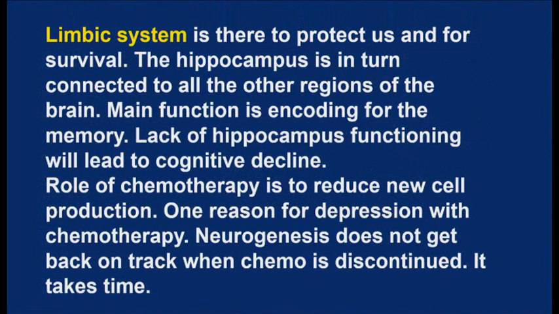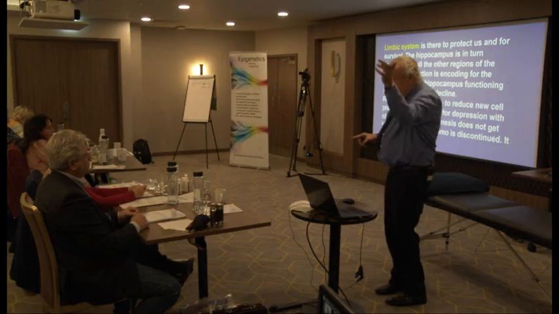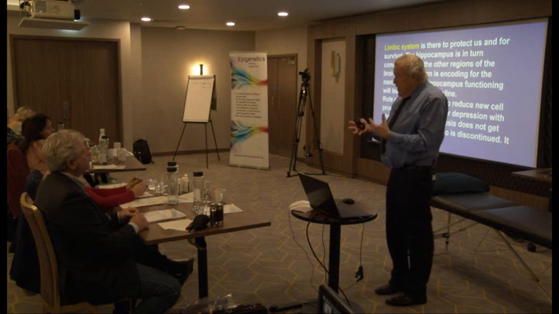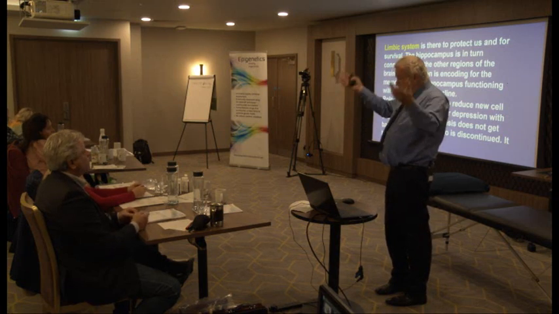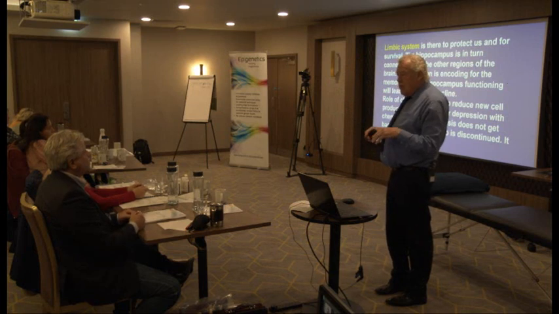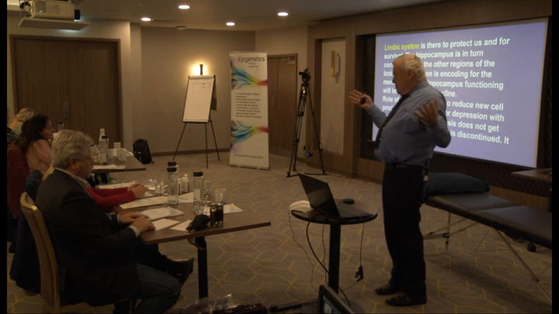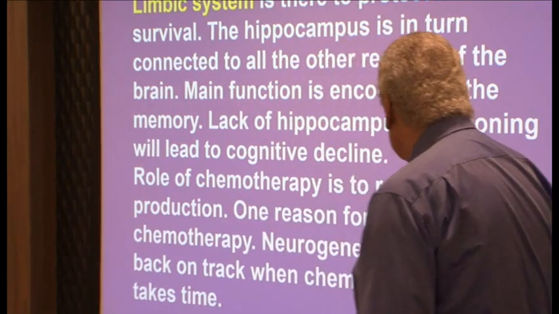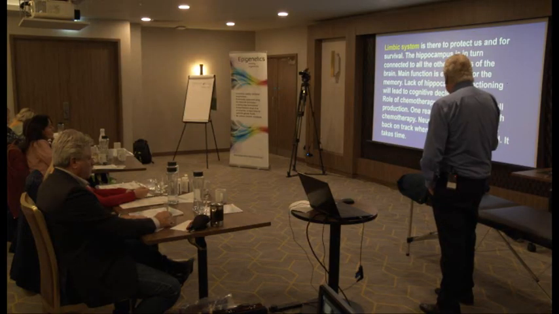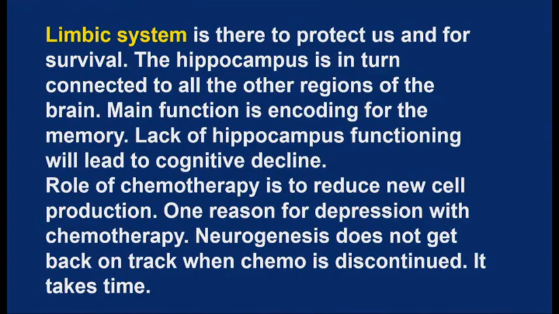The limbic system is there to protect us and for survival. The hippocampus is in turn connected to the other regions of the brain. I think you've adequately shown that this weekend, Joe, because if you notice the first thing that Joe went to, and then another one came, and then another one, those interconnections, really any lobe can be talking to the other parts. So we mustn't think and say, oh, the cerebellum is just that, and it doesn't make connections anywhere else. Everything has connections in there. The main function is encoding for memory. Lack of hippocampus functioning will lead to cognitive decline.